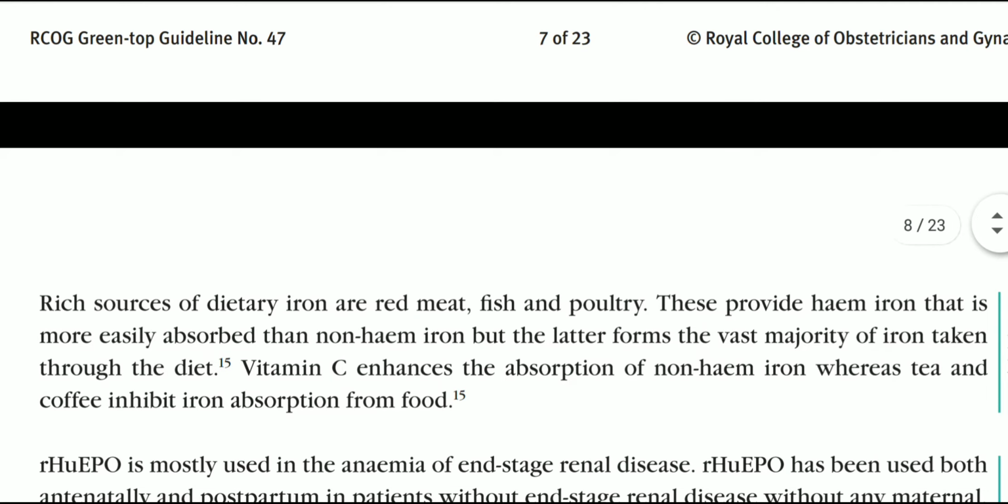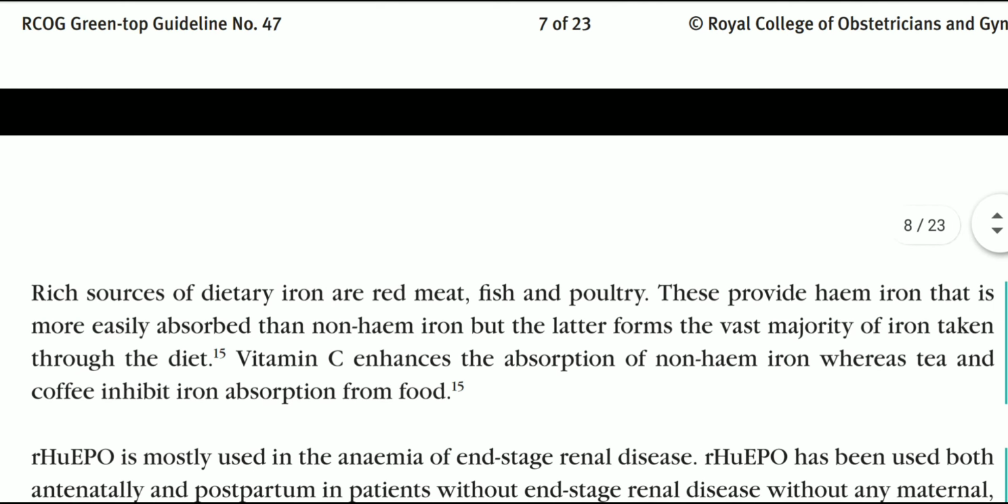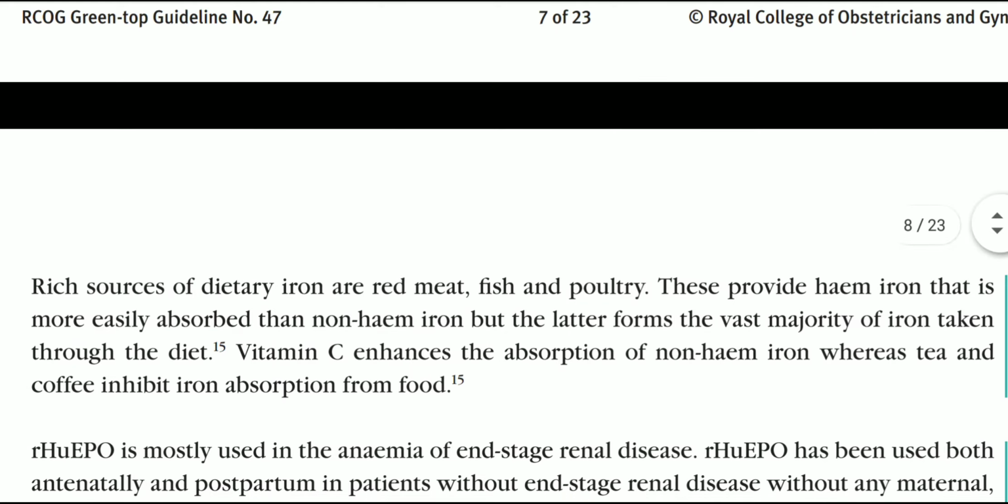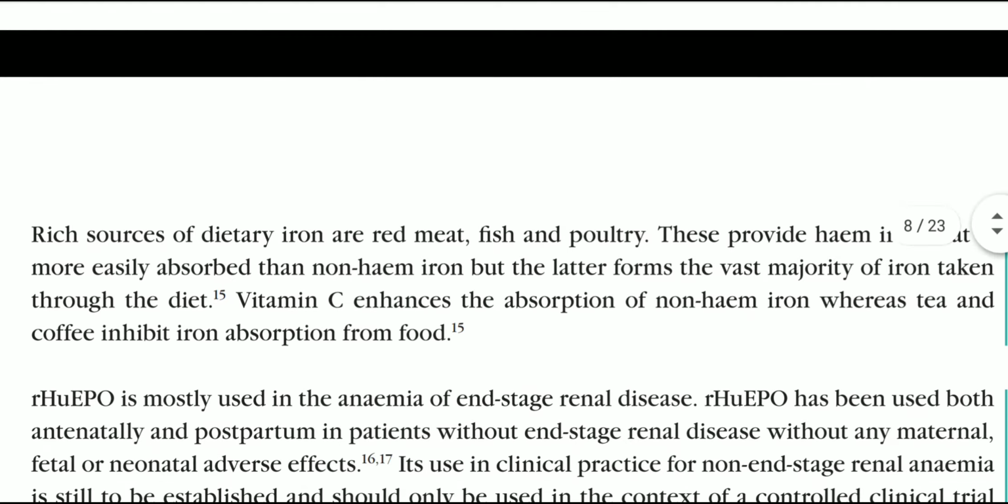Now coming to the dietary sources. It's written that the rich sources of dietary iron are red meat, fish, and poultry, and these provide heme iron, which is more easily absorbed than non-heme iron, but the latter forms the vast majority of iron taken through the diet. Vitamin C enhances the absorption of non-heme iron, whereas tea and coffee inhibit iron absorption from food.